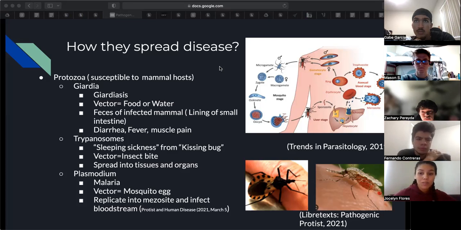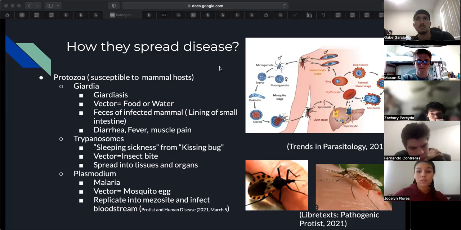Trypanosomes and plasmodium depend on a vector to deliver their sporocytes to spread diseases. The trypanosomes' most commonly found form of disease is sleeping sickness, which can be contracted from the kissing bug. Plasmodium's most commonly known disease is malaria, which can be carried through mosquitoes. All three of these parasites spread asexually and replicate in the host blood cells.